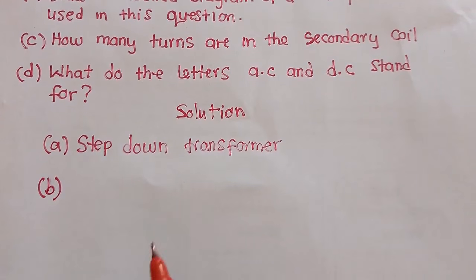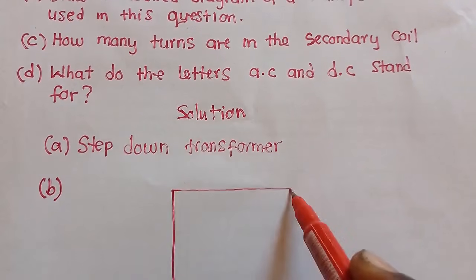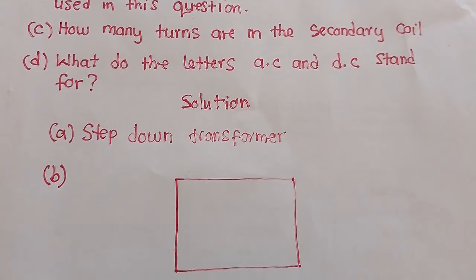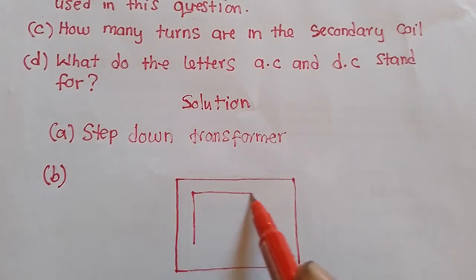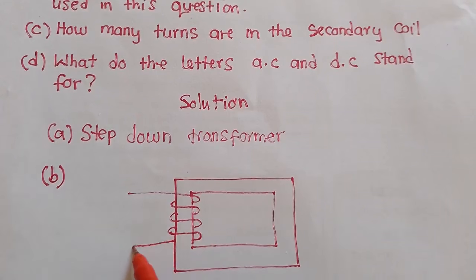First thing, you know that it is a step down transformer. You're going to draw a simple diagram that will enable the marker to understand. You don't need to draw something complicated, just a small diagram like this. You know that it is a step down, so we've got a lot of coils here, like that.